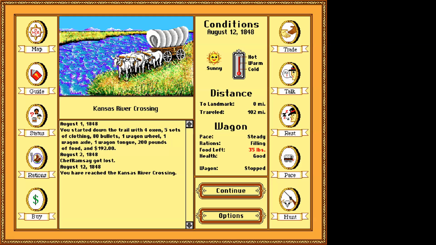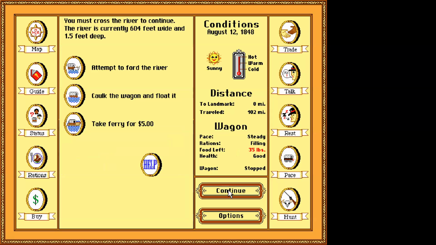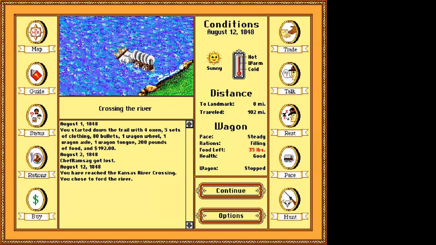So we've reached the Kansas River crossing. Now at a river crossing, you have a few choices. So let's continue and see what happens at the river crossing. I can attempt to ford the river, which means just kind of walk across it. I can caulk the wagon and float it, or take the ferry for $5. Well, I don't have a lot of money, and I really don't feel like I need to float it. It's only 1.5 feet deep. I'm going to attempt to ford the river. I'm going to click ford the river. I've chosen to ford the river.